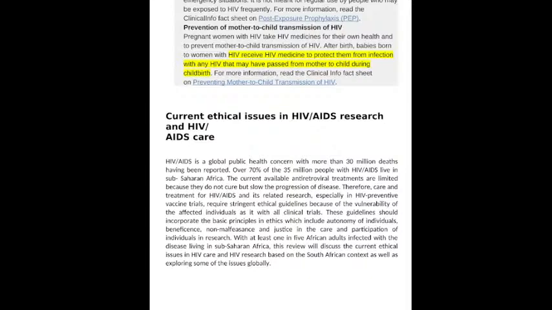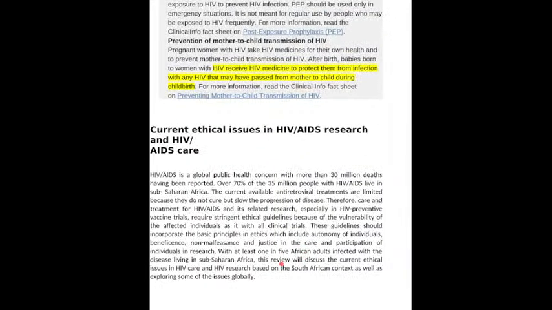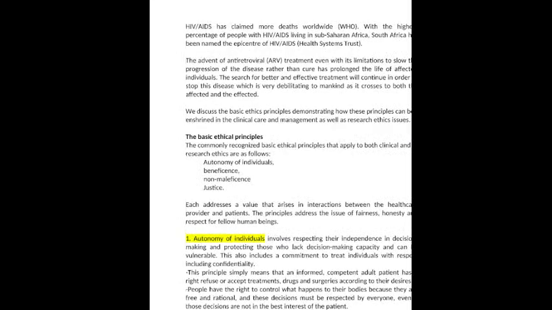So when we talk about ethical issues, we want to look at issues that govern HIV and AIDS research, as well as the care for HIV and AIDS victims. Now, there are certain ethical issues that need to be considered, and I go right away to the basic ethical principles.